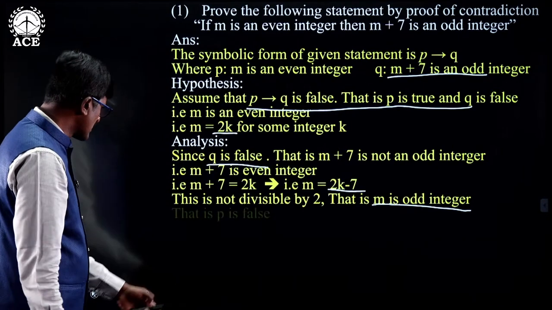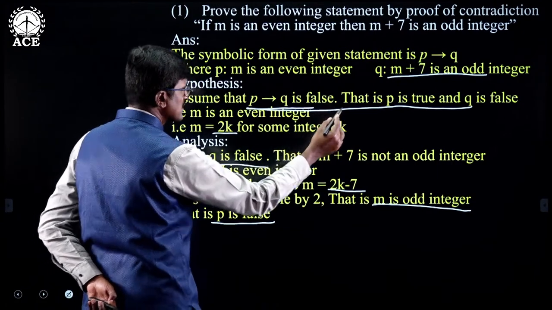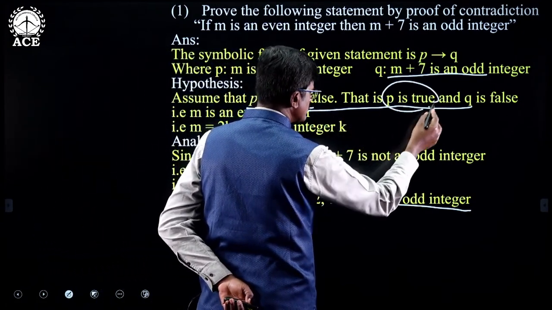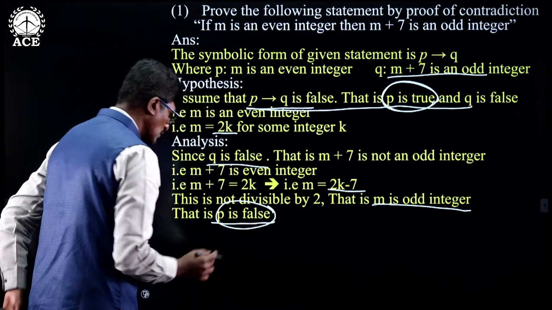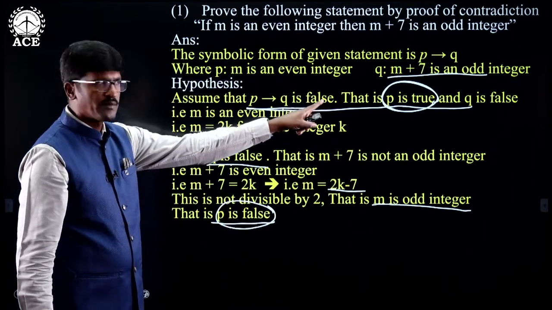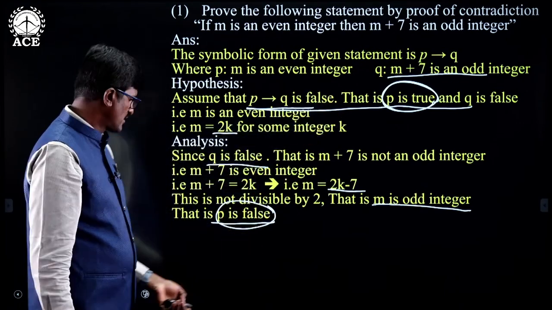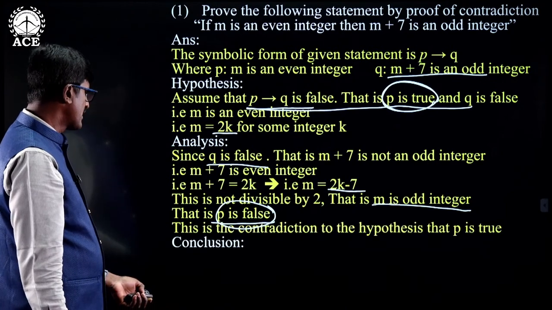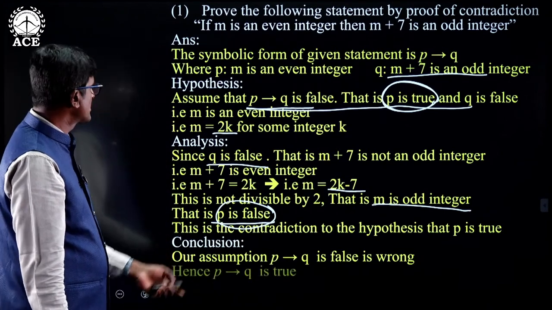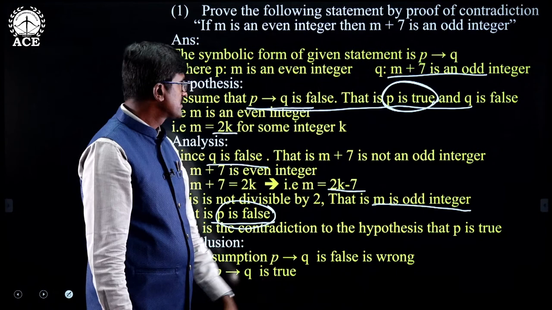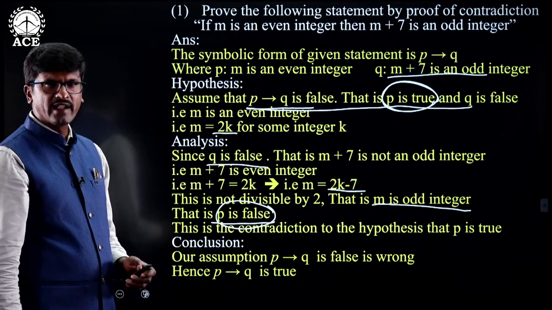M is an odd integer is nothing but P is false. But what we have assumed, P conditional Q is false, is nothing but P is true. P is true, but we are getting P is false. So this is the contradiction to the hypothesis. We are getting this because of a wrong assumption. The correct assumption is that P conditional Q is true. P conditional Q is true is nothing but if M is an even integer, then M plus 7 is an odd integer. So this is the third method, proof by contradiction.